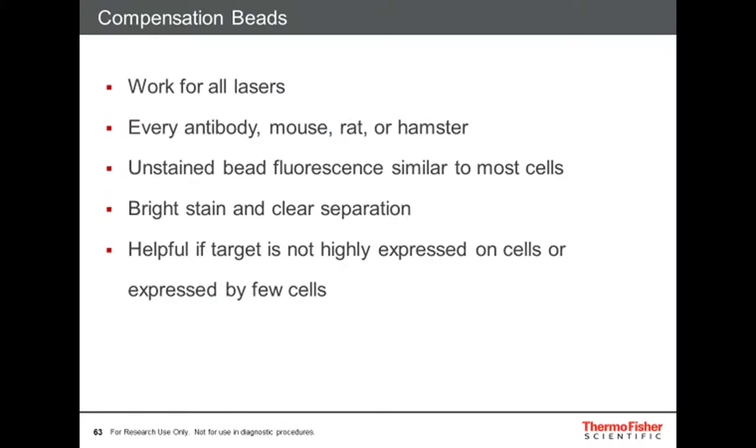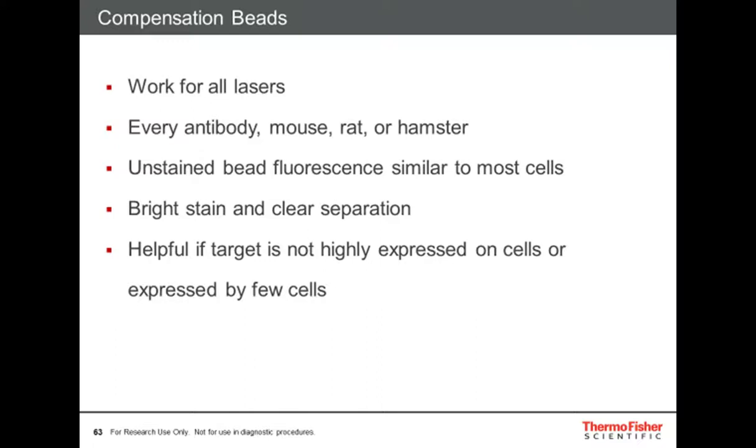So the process of compensation is very easy, even though the math is kind of complex. Compensation beads are really the easiest way to do compensation. They work for all lasers, and depending on the manufacturer, they work for every antibody. The beads that we carry, the eBio UltraComp beads, work for mouse, rat, or hamster. The ABC beads also work for rabbit antibodies. The features that are nice about the beads: the unstained bead fluorescence is very similar to most cells, and they give you a bright stain and a clear separation.